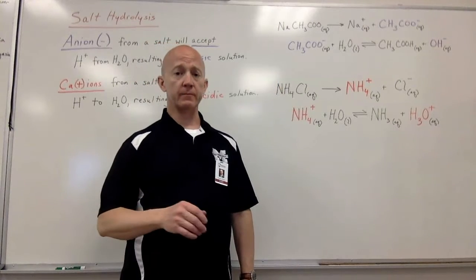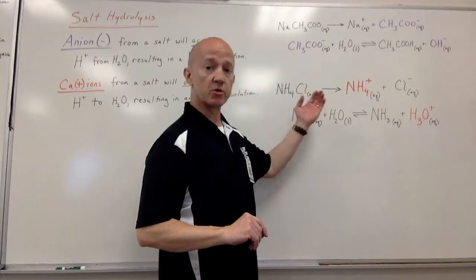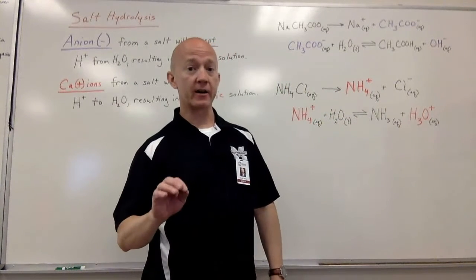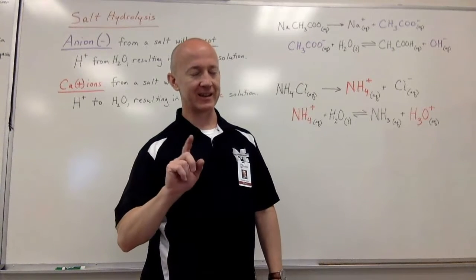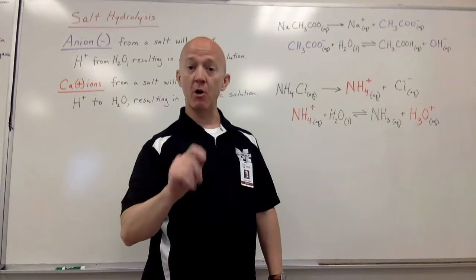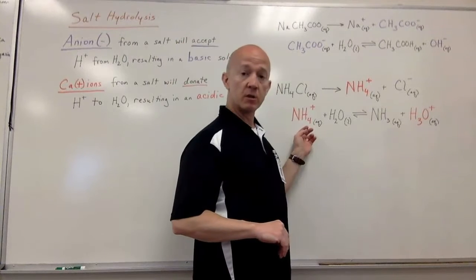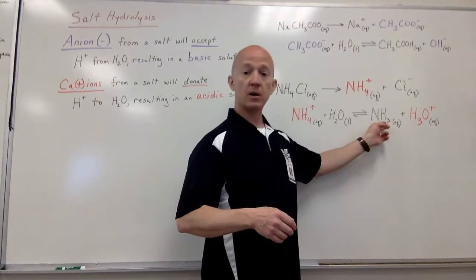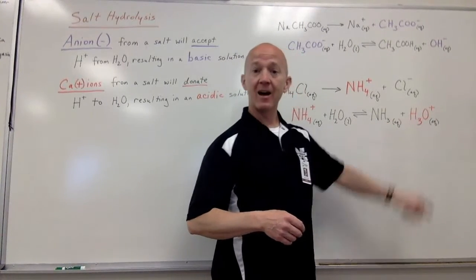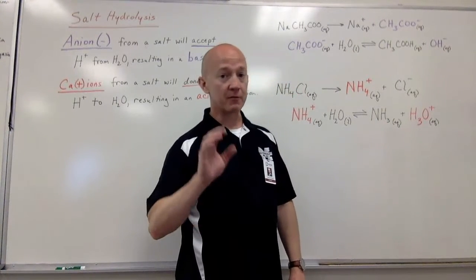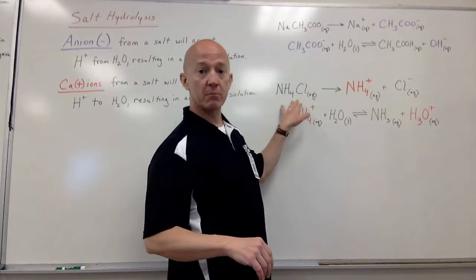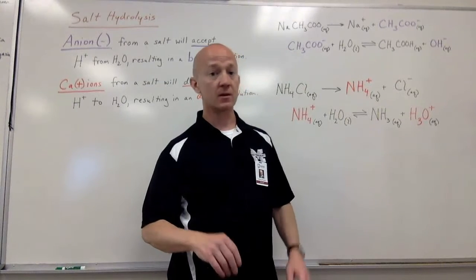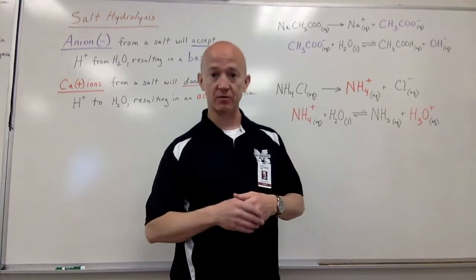What about ammonium chloride? Now ammonium chloride, when it gets into water, dissociates to form the ammonium ion and the chloride ion. The chloride ion is too weak to react with water. Again, give me just a minute. But the ammonium ion will react with water. Ammonium ion will donate a proton, a hydrogen ion, to water and yield ammonia and hydronium ion. By virtue of the fact that when you put ammonium chloride in water, it produces hydronium ions, ammonium chloride is an acidic salt.